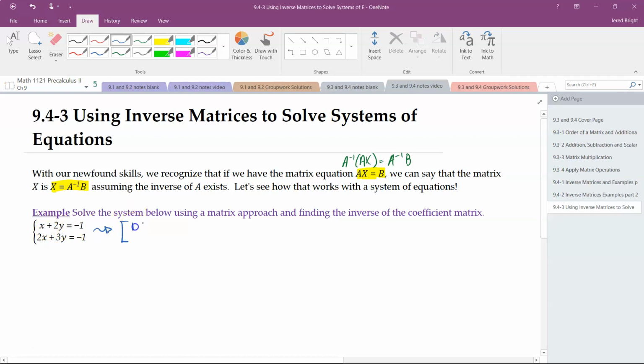We pick off all the coefficients like we've normally done: 1, 2, 2, 3. Then we multiply this matrix by x and y. If we went the other way and did the matrix multiplication, row times column, it would give us the same equations back. And this is equal to negative 1, negative 1. So all I need to do is find the inverse of this matrix, which I'll call A, and we're good to go.